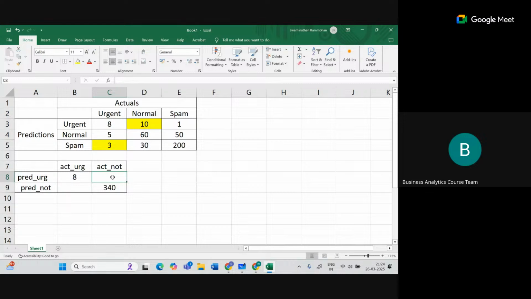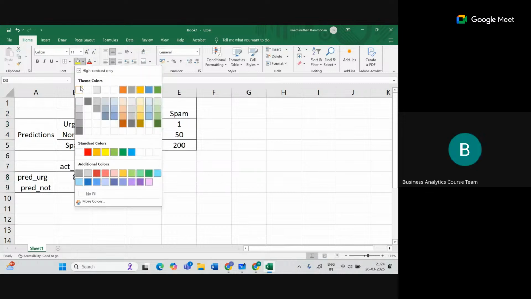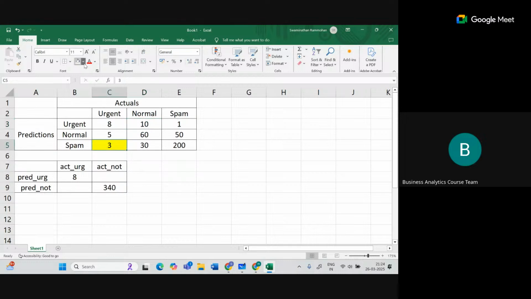So what about this one? It is actually not urgent, but you predicted urgent. 11. So we said this is actual urgent and predicted urgent, whereas this one is actually not urgent but predicted as urgent. What about these two? These are predicted as urgent, but actually they are not urgent. 10 and 11.